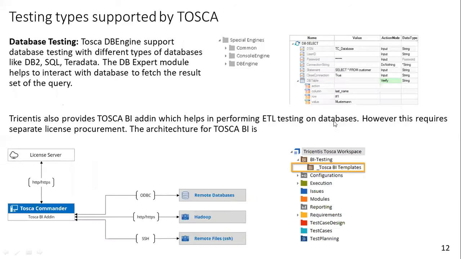Okay, moving forward. Most important thing: whenever you do end-to-end testing, sometimes you might need to query the database and check whether the data is present in the database or not. That facility is also there with TOSCA. You can do database testing with TOSCA. All you need to do is call this particular DB expert module, and then you can use it. You can work with different types like DB2, SQL, Teradata, anything. All you need is a connection string. You just fire a query, and based on the query, you get the data in the form of rows and tables.